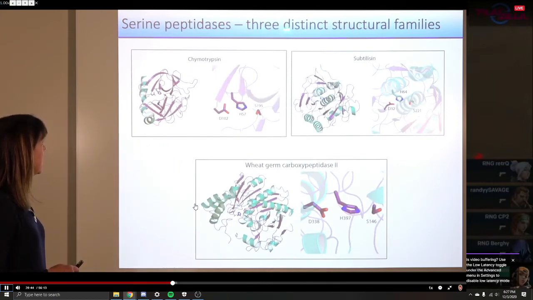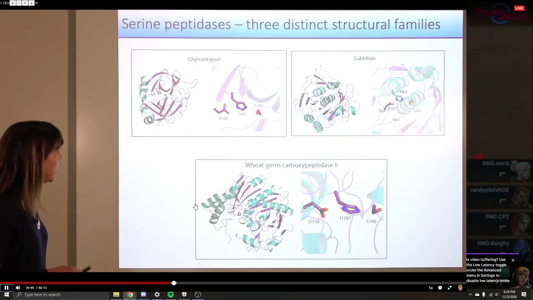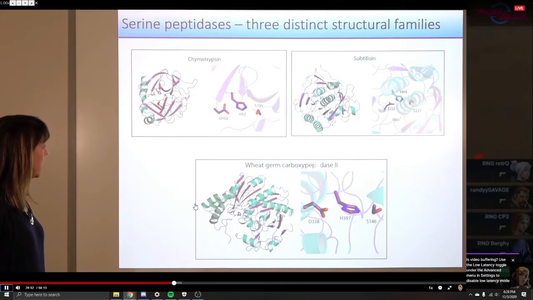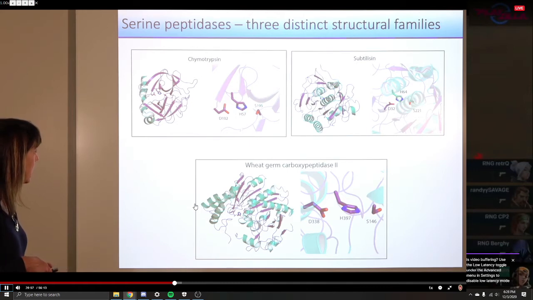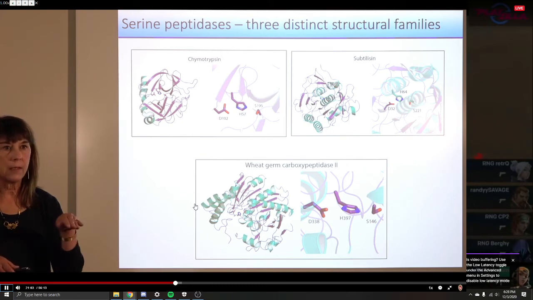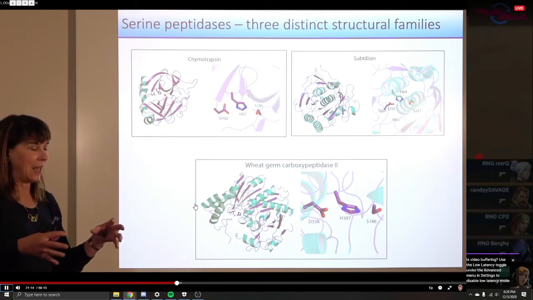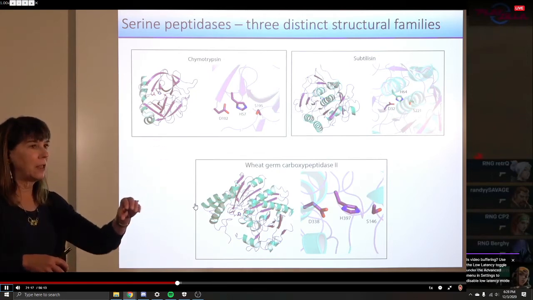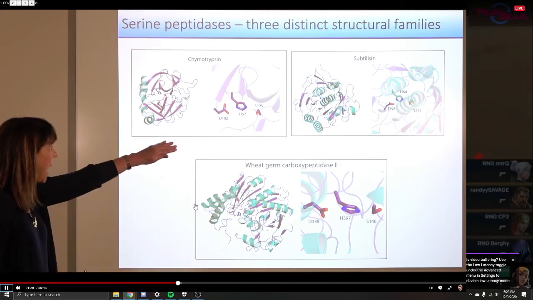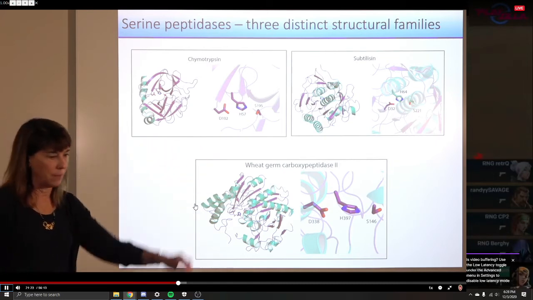So, serine peptidase, three distinct structural families. There's the chymotrypsin family right here, the subtilisin family right here, and then there's the wheat germ carboxypeptidase family here. But look at this: aspartate, histidine, serine, aspartate, histidine, serine, aspartate, histidine, and serine. And they don't even occur along the amino acid sequence in the same order. So chymotrypsin, it's 102, 57, 195, but in subtilisin, it's 32, 64, 221. So if you line these up, they line up. What it's telling you, nature converged upon this catalytic triad a number of different times.